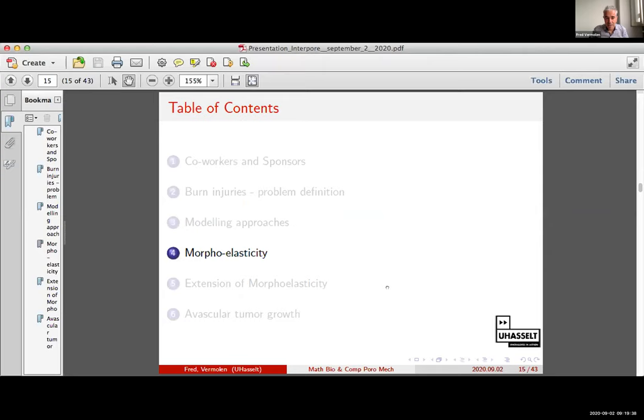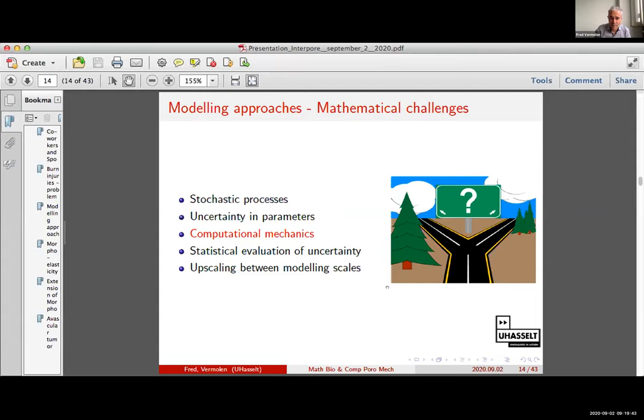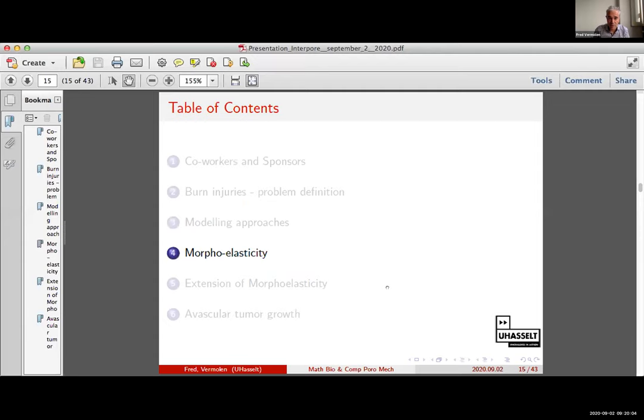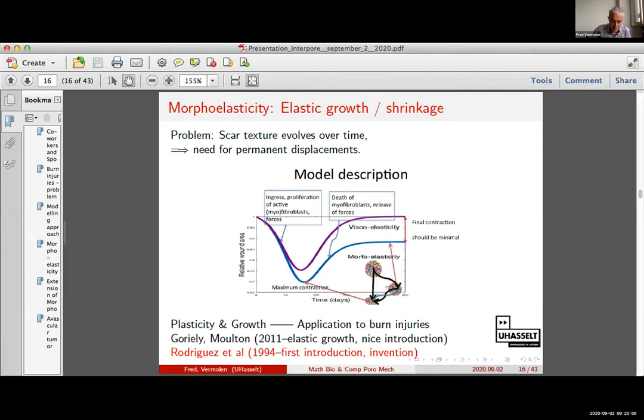Let me say something about the computational mechanics. So, of course, in these modeling approaches, we have a lot of mathematical challenges. Some of these challenges are stochastic processes, random processes, the uncertainty in the parameters, computational mechanics, and this is the backbone of this presentation, statistical evaluation of the uncertainty, as well as upscaling between several modeling scales. This is something that we are working on as well. So let me say something about morpho-elasticity. So let's go into the nitty-gritty of the computational mechanics that we are using here.